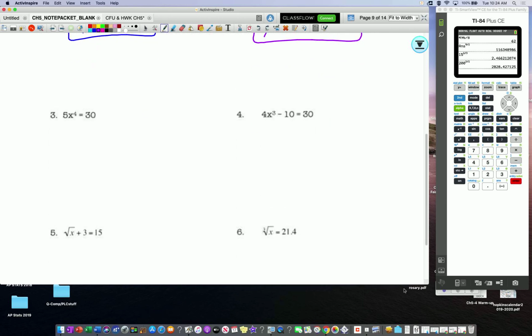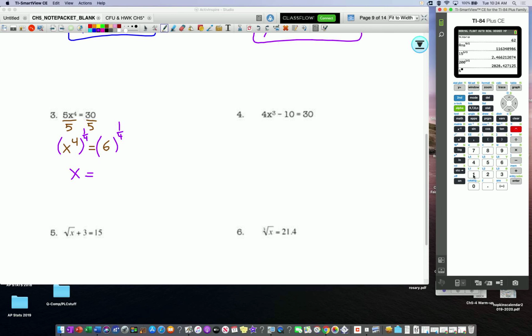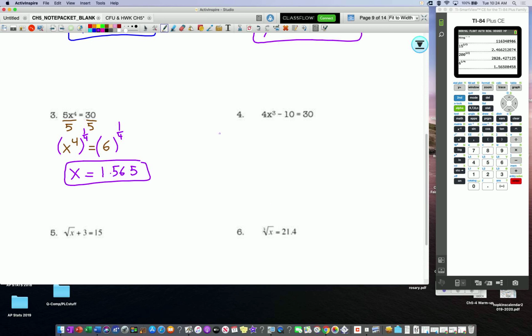All right, so number 3, first step. We've got that 5 to deal with first, so I have to divide both sides by 5. So x to the 4th equals 6. Now I can do the reciprocal. The reciprocal of 4 is 1/4. So x equals 6. Whoops, it doesn't equal 6, Mr. Bartz. I have to actually do it in the calculator: 6 raised to the 1 divided by 4 power. All right, 1.565.